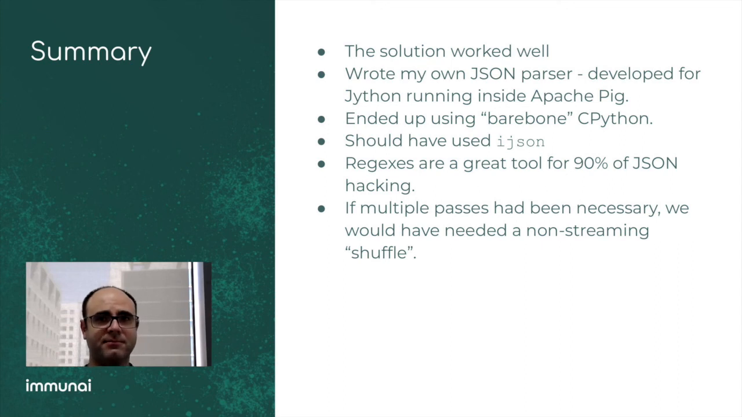And I did get some weird stares when I was describing that, yeah, I hacked my own JSON parser. Not that it's so complicated, but yeah, I shouldn't have done that, totally.